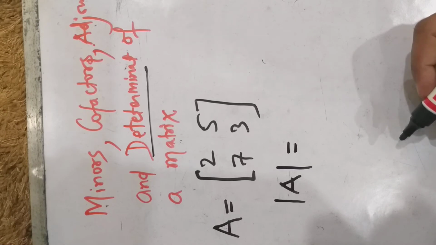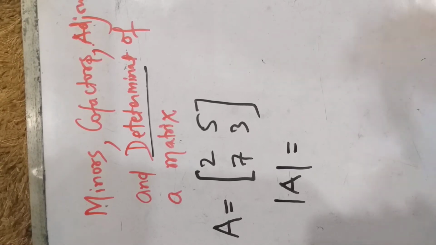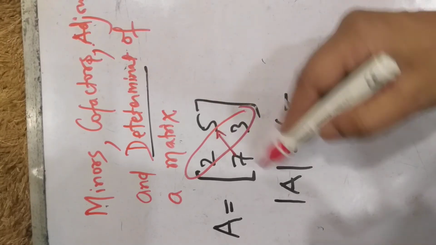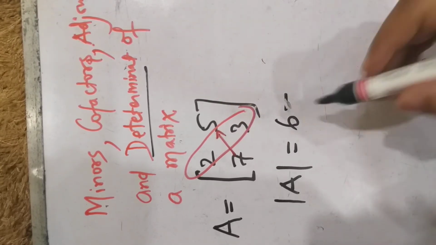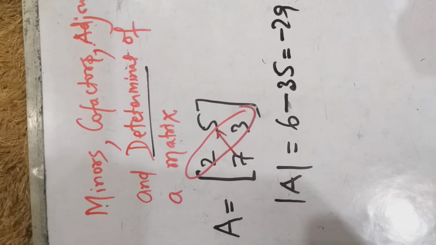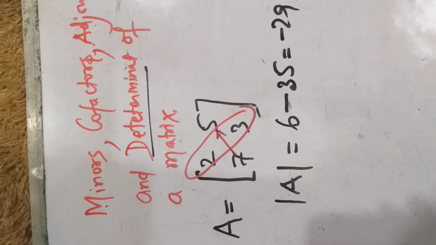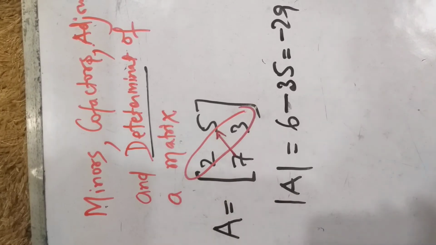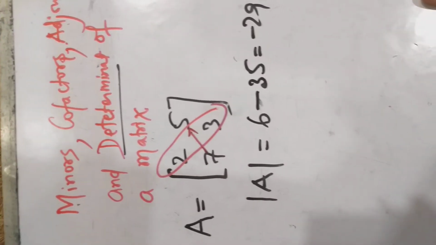What is its value? See the first diagonal, multiply them: 2 into 3 is 6. Always subtract the second diagonal. What is the second diagonal? It is 7 into 5, 35. So this comes minus 29. So if you want to find the determinant value of a 2 cross 2 matrix, it is first diagonal minus second diagonal. Fine.